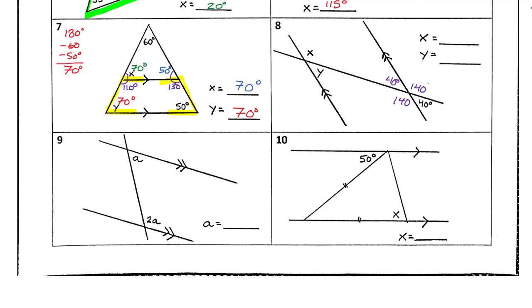Now, how could I prove it? Favorite rule, probably the Z rule. Look, here's a Z, right? There you go. So this corner here, Y, is the same as that corner there. And then do my half circle, right? 180 minus 40, that's also 140.